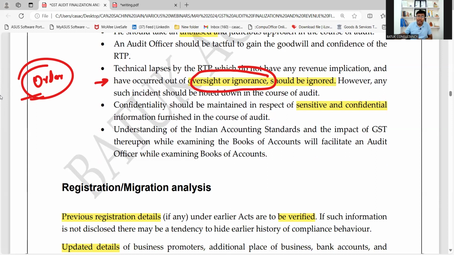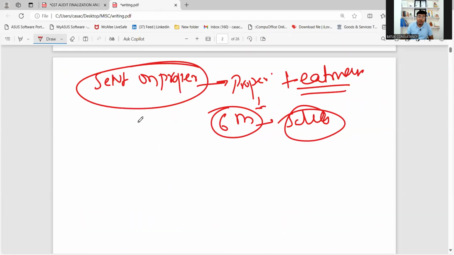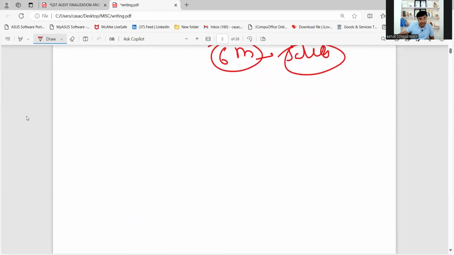Confidentiality should be maintained. And one more important task is that you just need to check that the books of accounts are maintained as per Indian accounting standard or not. This is also a very much important question which is asked in your report as well. So you should be very much careful while finalizing the books of accounts or while finalizing the audit. You just need to ensure that all the Indian accounting standards, that is Ind AS, are followed.